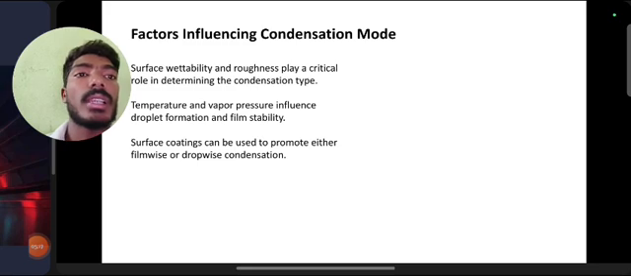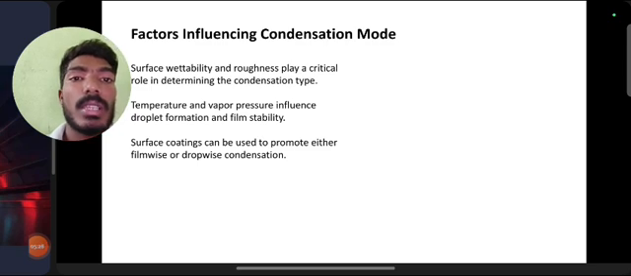Factors influencing condensation mode. Surface wettability and roughness play a crucial role in determining the condensation type. Temperature and vapor pressure influence droplet formation and film stability. Surface coatings can be used to promote either film-wise or dropwise condensation.